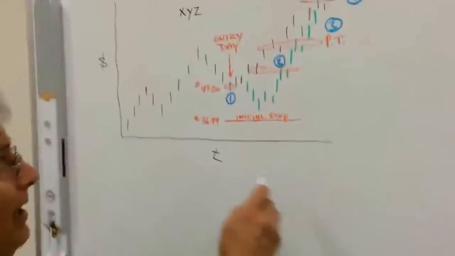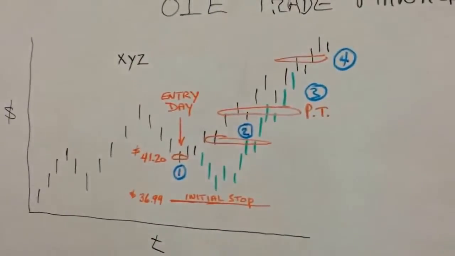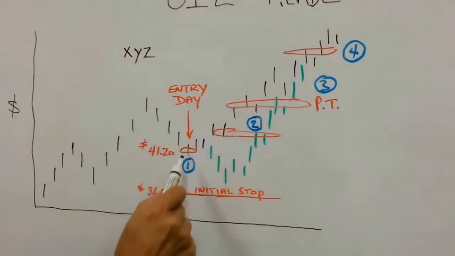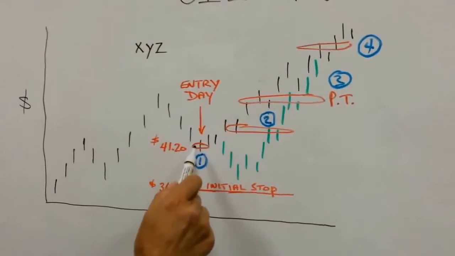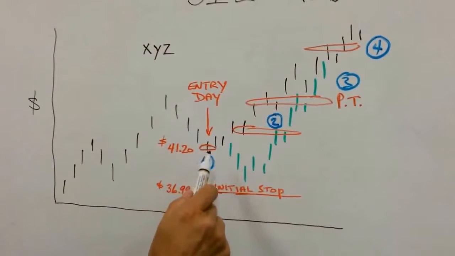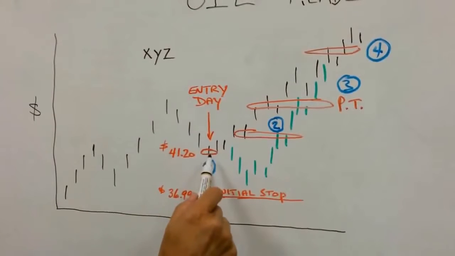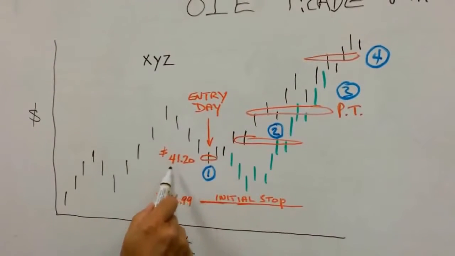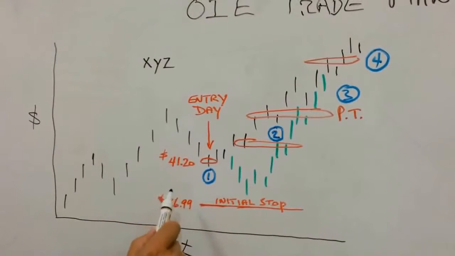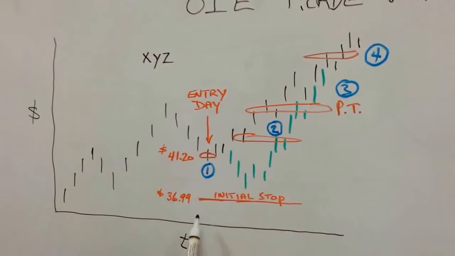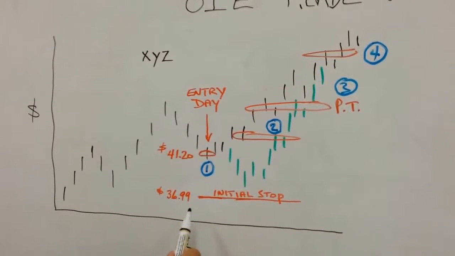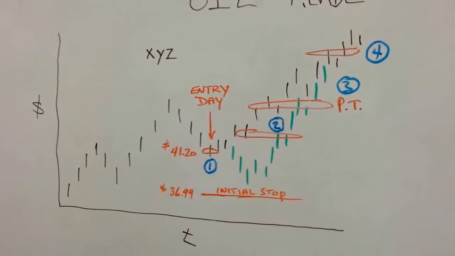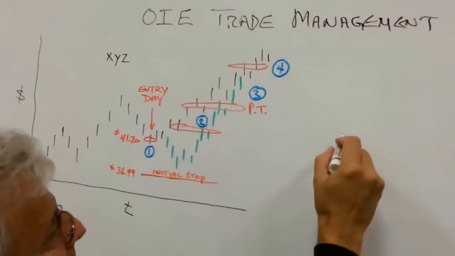So here we have a hypothetical stock XYZ, and you can see that it's in an uptrend. I've just called this particular day the entry day because that's when we would have received an alert to buy a call option with the Options Income Engine software. At that point, the stock was trading, let's say, at $41.20. Now we're going to buy that, but then we're going to load in our initial stop, and we're going to load in a profit target. So let's do that first.